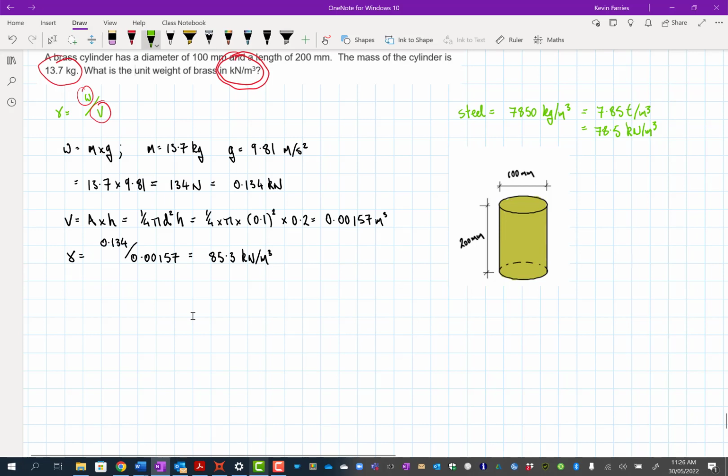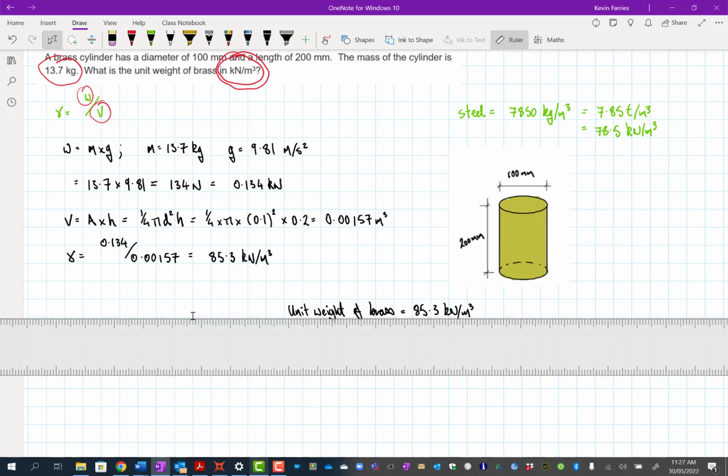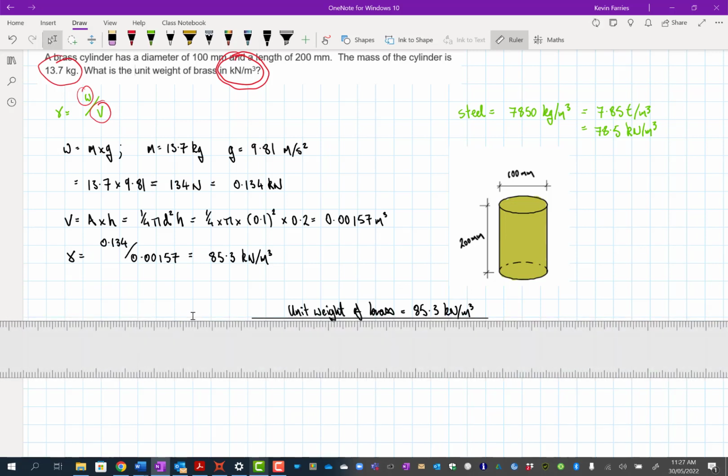So we'll write in full: density of brass is equal to... it's not a density, it's a unit weight. Unit weight of brass is equal to 85.3 kilonewtons per meter cubed. And we'll move along to the next one.